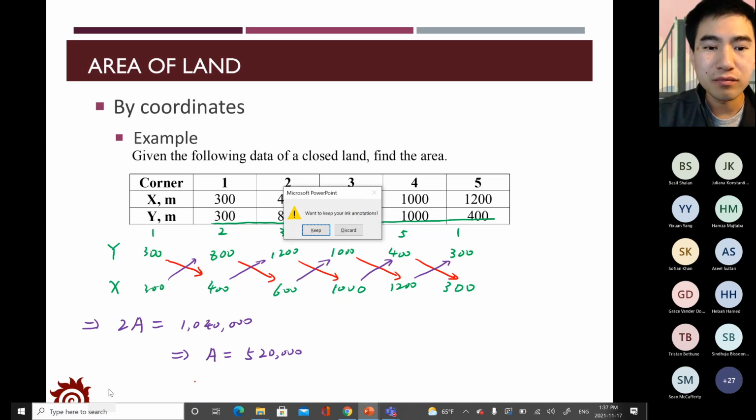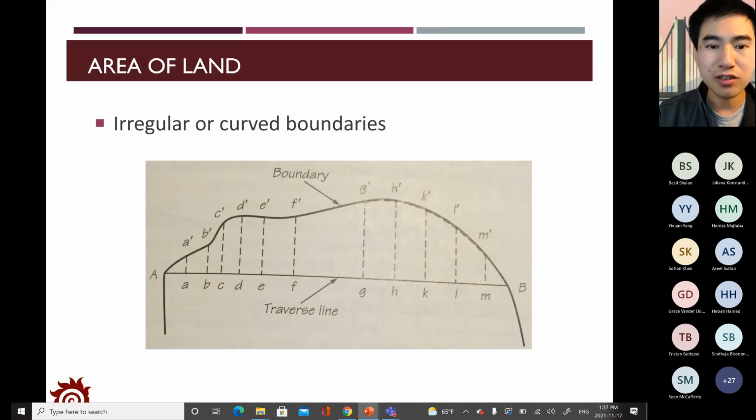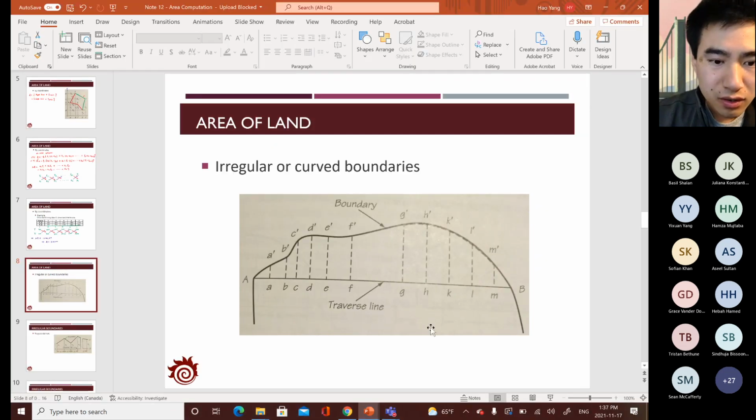If we have the situation with the irregular boundaries, as you can see in this, just a moment. What happens here?